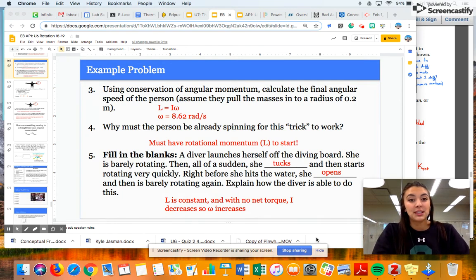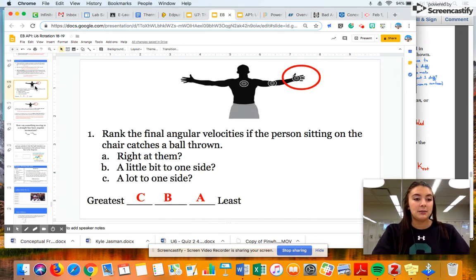So if you're originally not rotating at all, your angular momentum is zero. So then your final angular momentum will also be zero. So in order for this to work, you have to be spinning at least for a little bit in the beginning. Okay. All right.